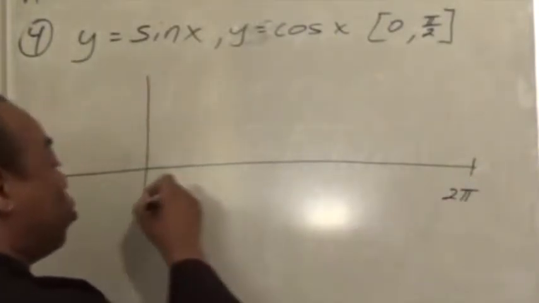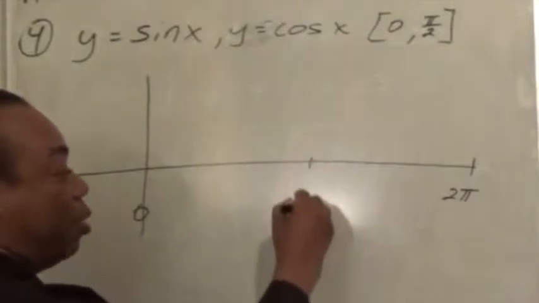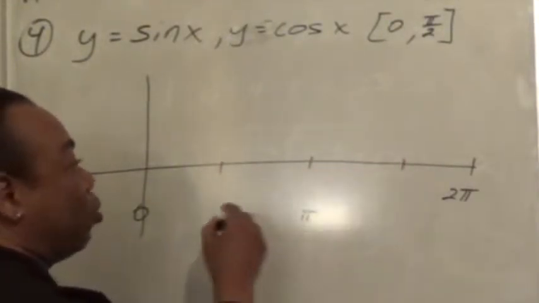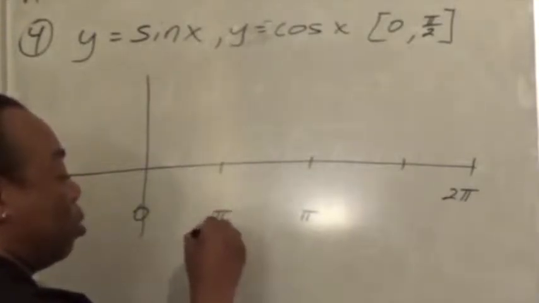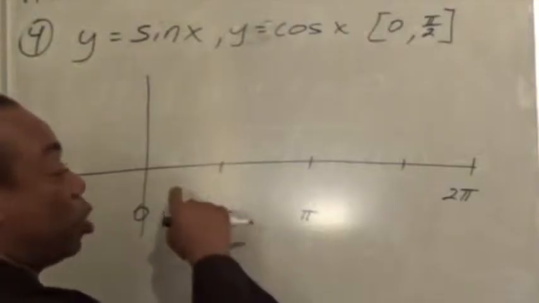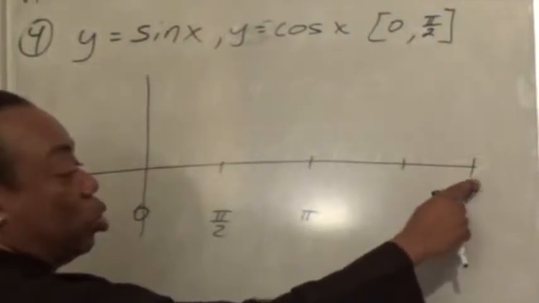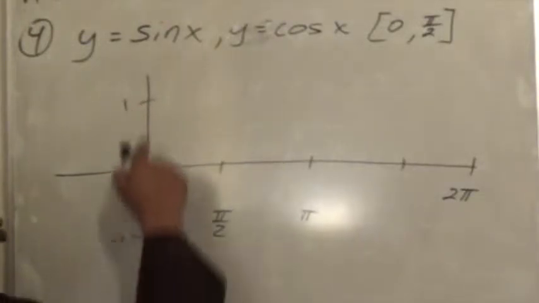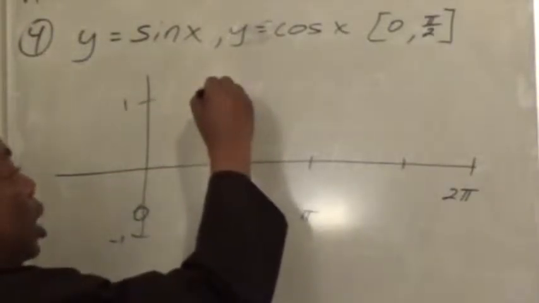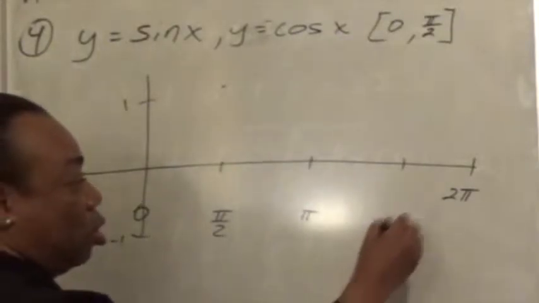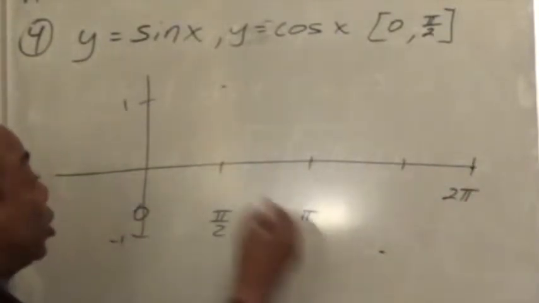Okay, so we're going to go from 0 to 2 pi, halfway would be pi, and halfway between that would be pi halves. The sine wave has a period from 0 to 2 pi. So let's put it here, -1 to 1. And we're going to go to this high, here, here, and there. That'll be our sine wave.